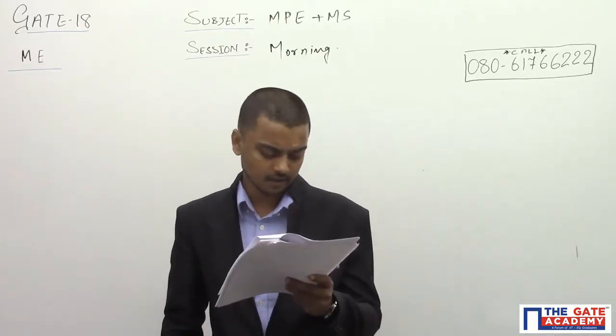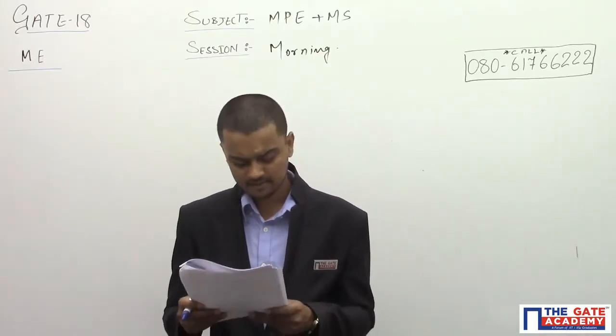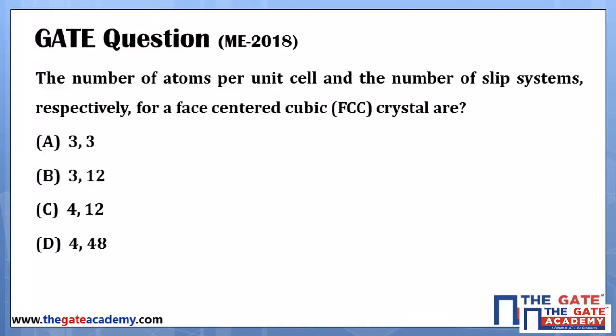Now we'll discuss question number 17, and it is from material science. And the question is: the number of atoms per unit cell and the number of slip systems, respectively, for a face-centered cubic, that is FCC, crystal are?